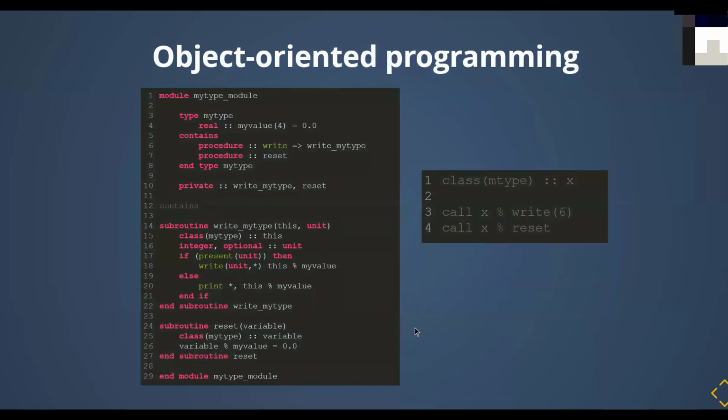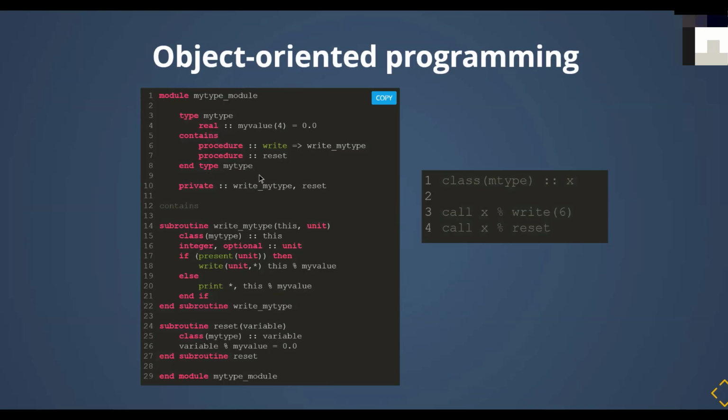Another thing that has been added in Fortran 2008 is object-oriented programming. Up until Fortran 95, you could do modules and operator overloading, but Fortran never took the step to becoming a full object-oriented language. And now you can do this. So you can define classes in Fortran. They are called types in this case.